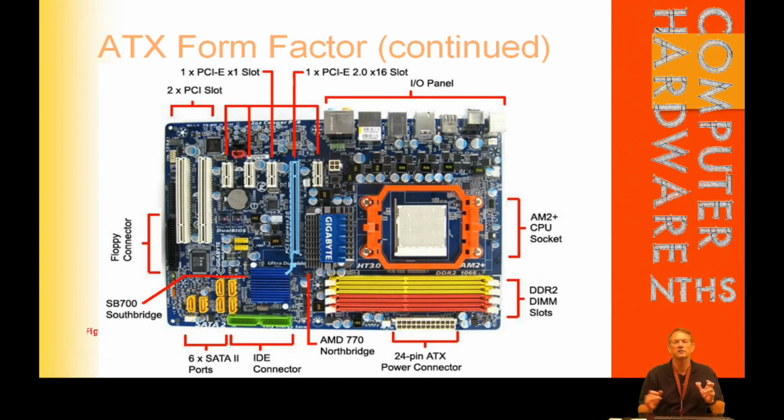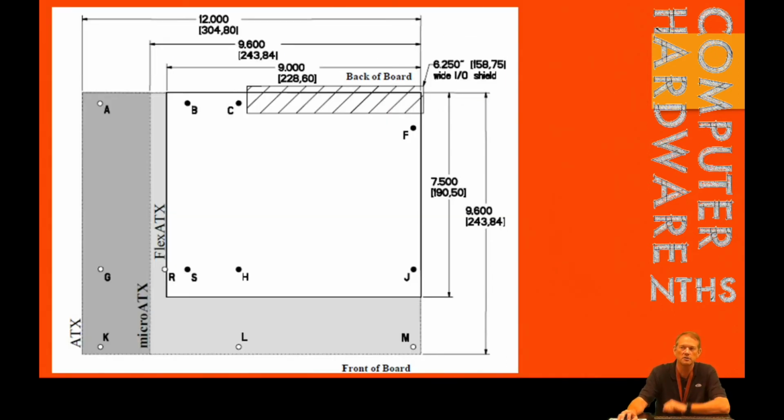Another picture of an ATX motherboard. Again, we've got our I/O ports, our back panel connectors, our CPU, our memory, and then all the expansion slots to the side. And really this size, the expansion slots here determine what kind of ATX form factor we're talking about. And we'll look at a picture here in just a second of those.